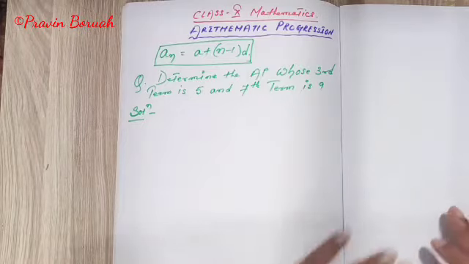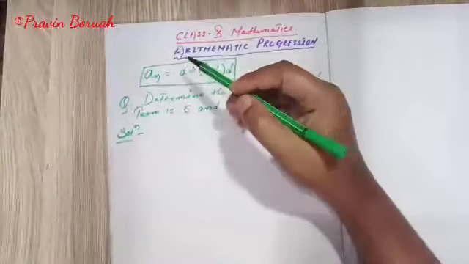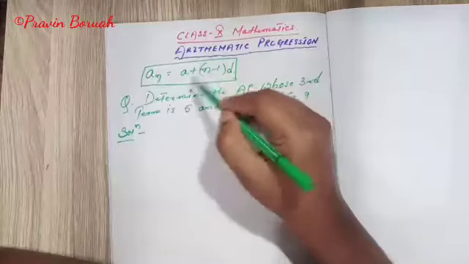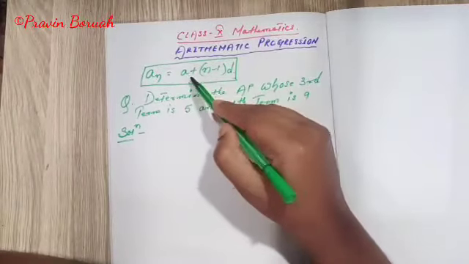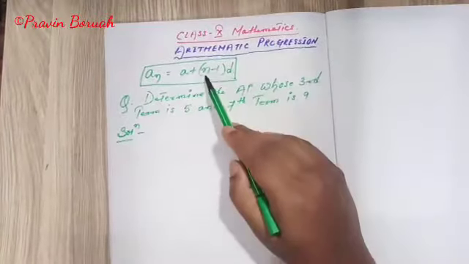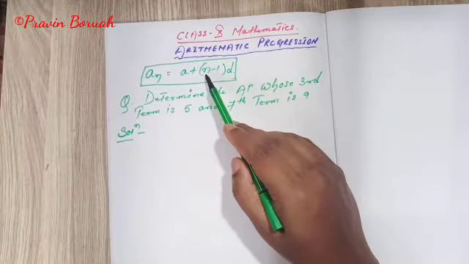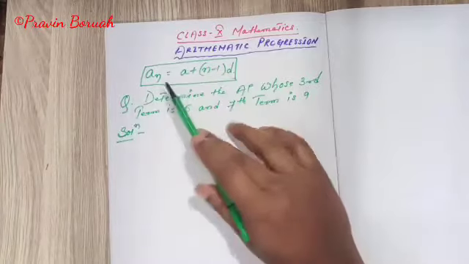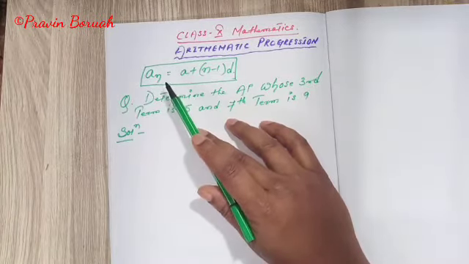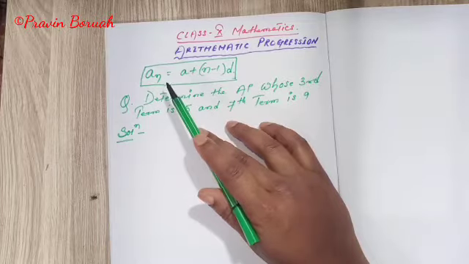In the last class we have learned the nth term of an AP. What is the formula? An is equal to a plus n minus 1 d. So a is the first term, n is the position of that term, and d is the common difference. An is the nth term. It may be term number 4, 6, 7, or 8.